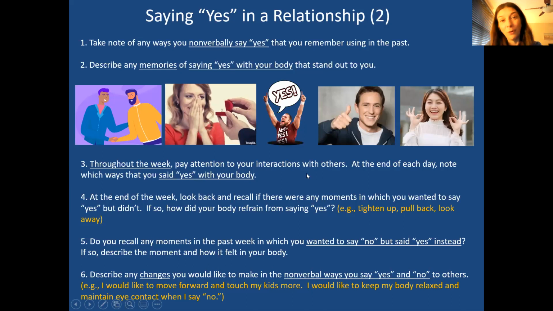Okay, so now going forward in your week, take note each day of times when you said yes and used your body to help you say yes. Then at the end of the week, here are some interesting questions. Look back to see if there are any times where you wanted to say yes, but you didn't.